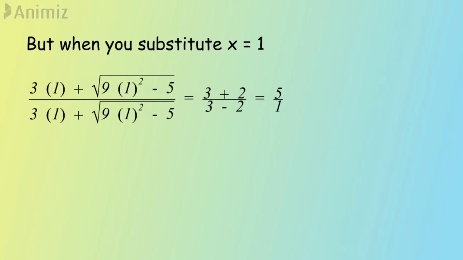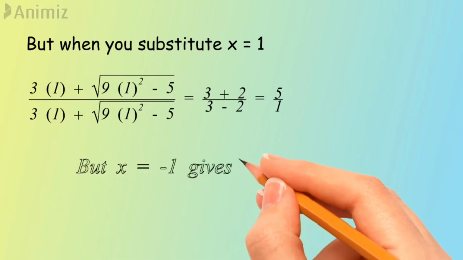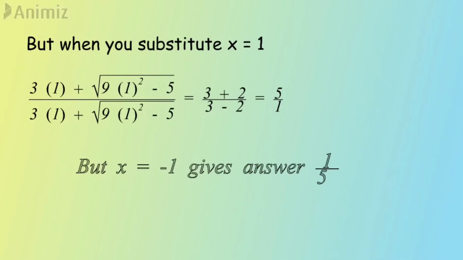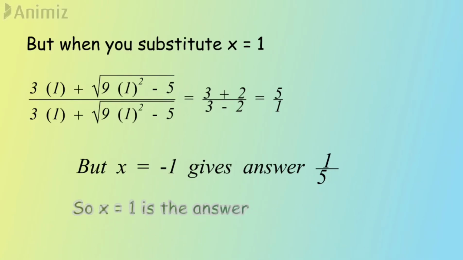But when you substitute the value of x as minus 1 and simplify it the same way, your answer is 1 by 5. But in our sum, the right hand side is 5. So x equal to minus 1 is not the given value. So the answer is x equal to 1.